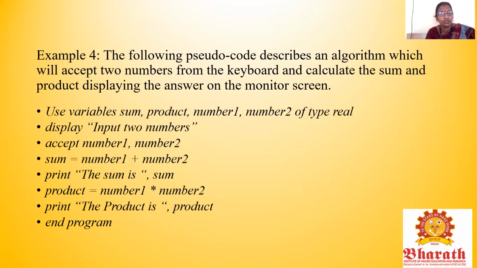The next pseudocode describes an algorithm which will accept 2 numbers from the keyboard, calculate the sum and product, and display the answer on the monitor screen. Use the variables sum, product, number 1, number 2. Input the 2 numbers, number 1 and number 2. Sum equals number 1 plus number 2. Print the sum value. Product is number 1 times number 2. Print the product. So these are all simple English statements I am using to develop the solution to the problem at hand, finding the sum and the product when two numbers are given.